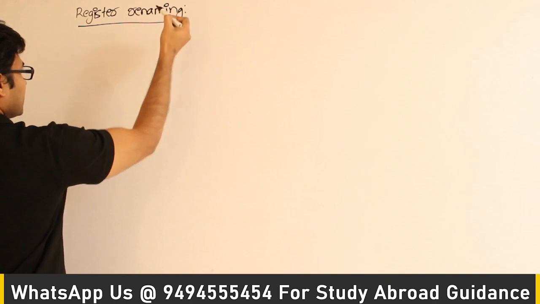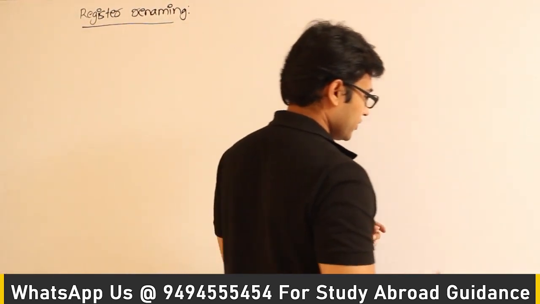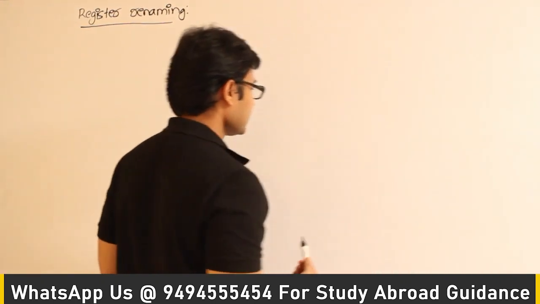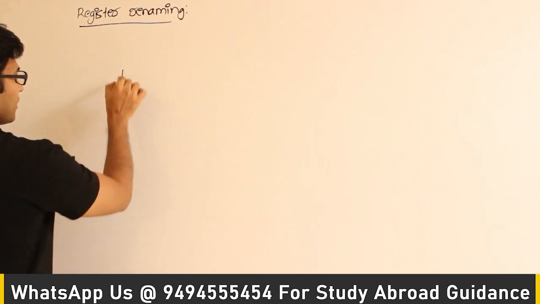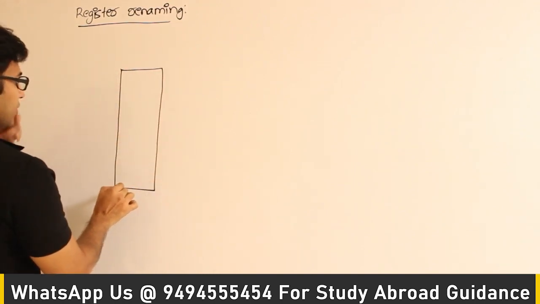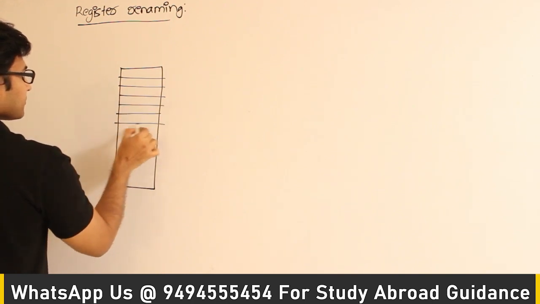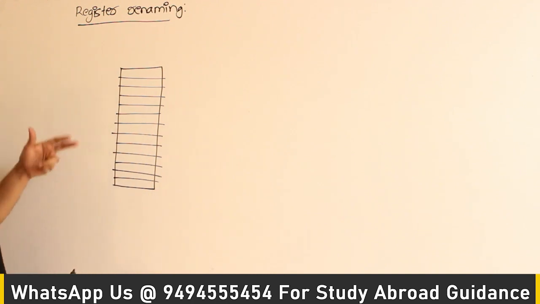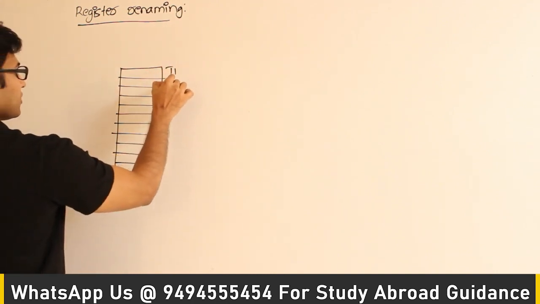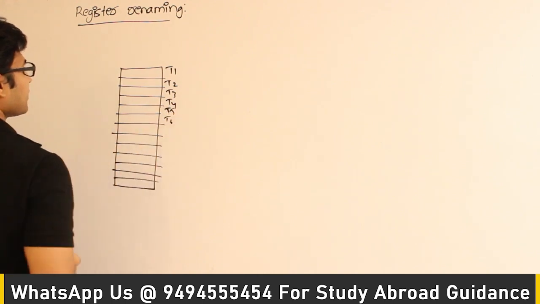So register renaming says that whenever there are some write after read dependencies or some dependencies like this, you can rename the registers. So in general, in this concept, there will be a lot of temporary registers available, and there will be temporary registers T1, T2, T3, T4, T5, T6 like this.